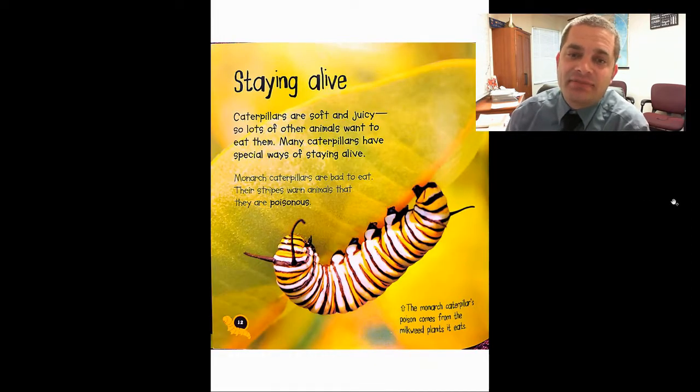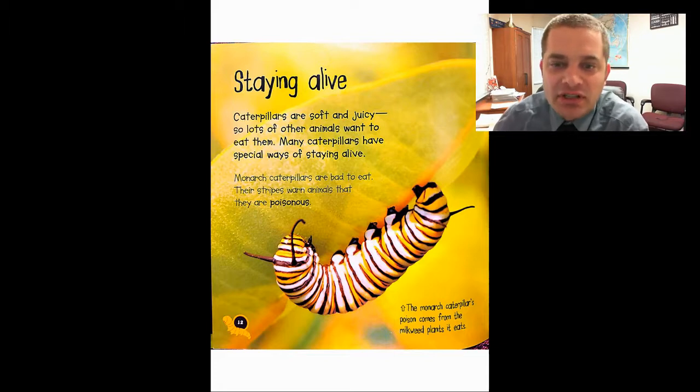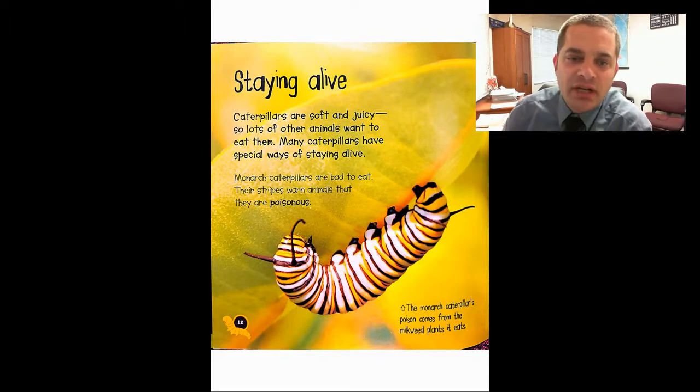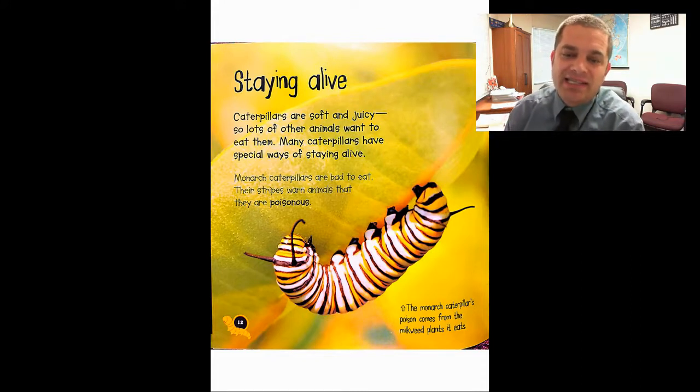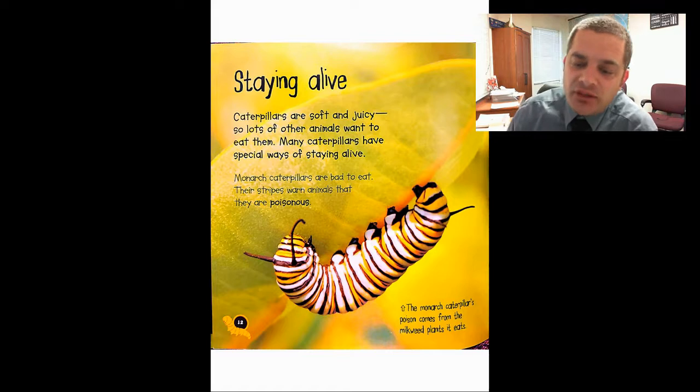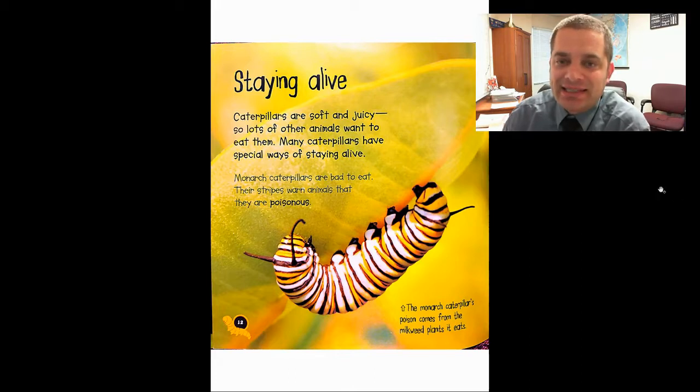Staying alive. Caterpillars are soft and juicy, so lots of other animals want to eat them. Many caterpillars have special ways of staying alive. Monarch caterpillars are bad to eat. Their stripes warn animals that they are poisonous. The monarch caterpillar's poison comes from the milkweed plants it eats.